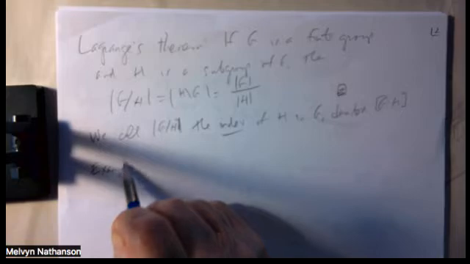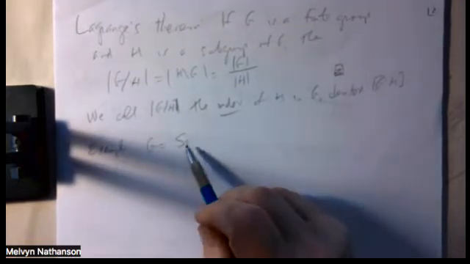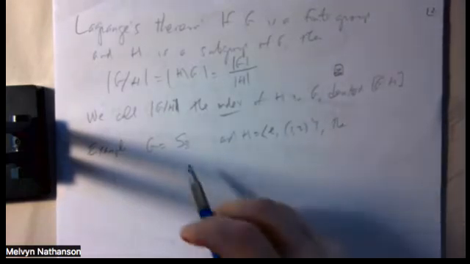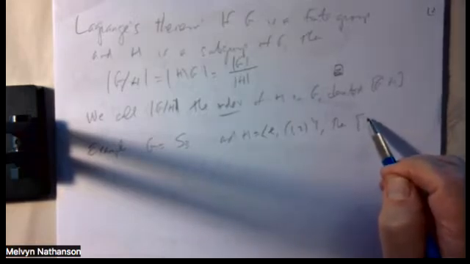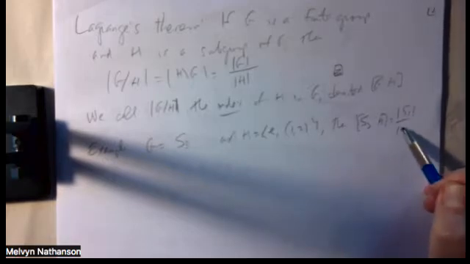So for example, if G is S3, the permutation group, and H is the subgroup consisting of the identity and, let's say, just the transposition (1 2), then the index of H in S3 is the order of S3 over the order of H. The permutation group S3 has 6 elements, H has 2 elements. 6 over 2 is 3. So the index of this subgroup is 3.